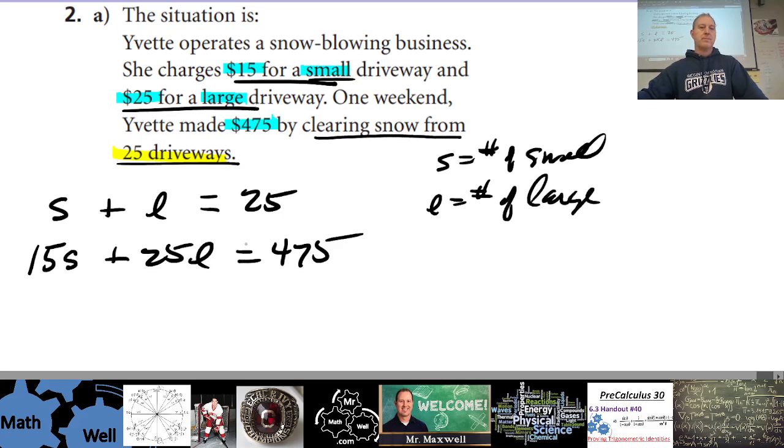I thought it was 25, like the price for the... No, the price is this one. She cleared snow from a total of 25 driveways. So there's no dollar sign there or anything, so that's a total number of driveways. That make sense now? Yeah. Yep. Cool. Anybody else have any questions?